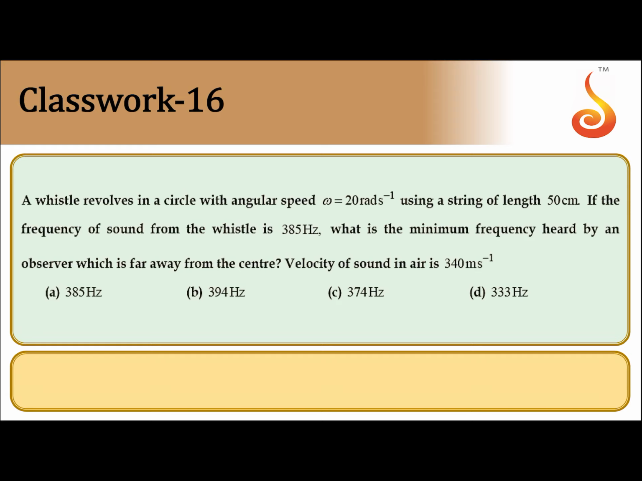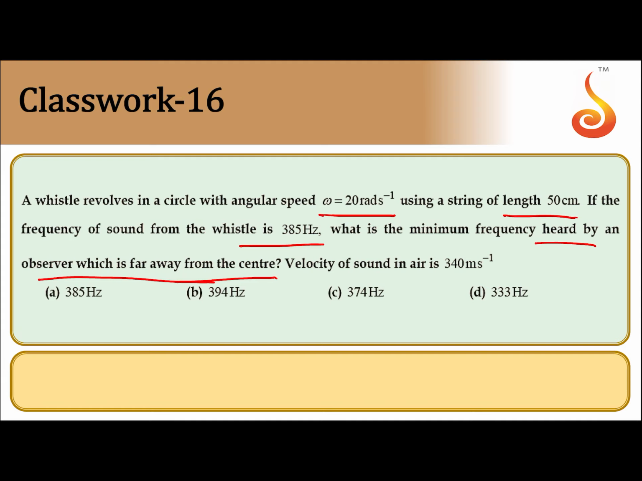A whistle revolves in a circle with angular speed 20 radian per second using a string of length 50 centimeter. If the frequency of sound from the whistle is 385 Hz, what is the minimum frequency heard by an observer far away from the center? Velocity of sound in air is 340 meter per second.